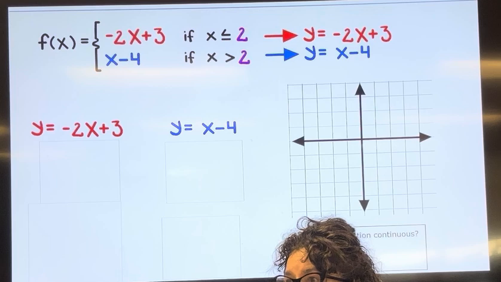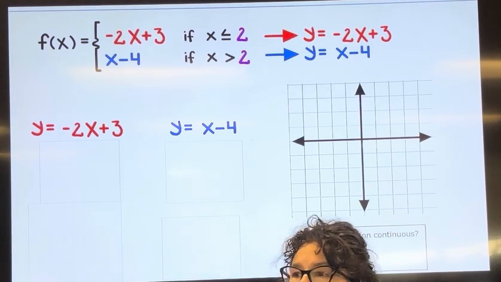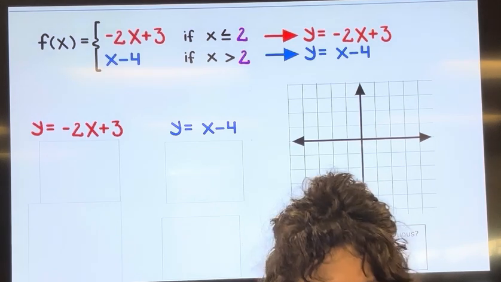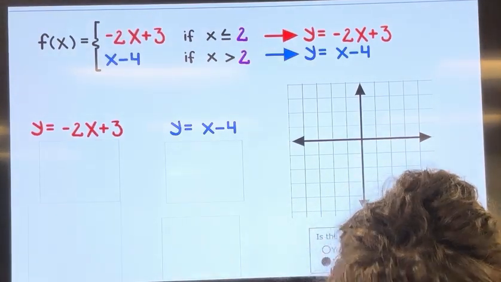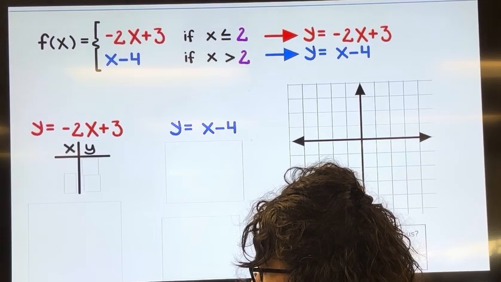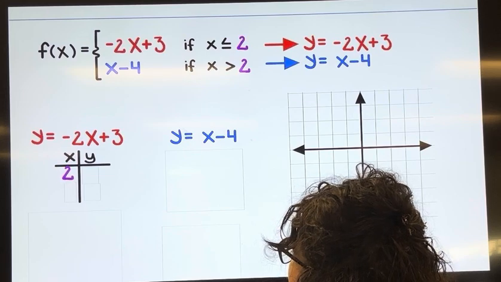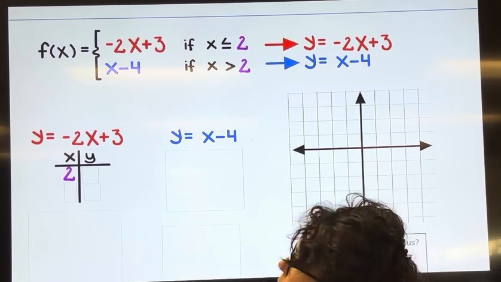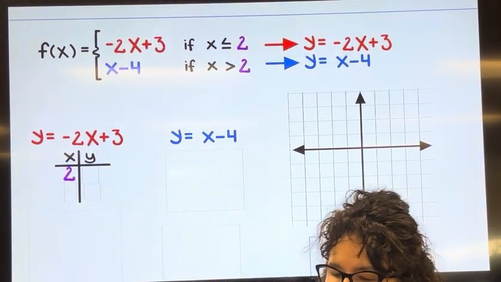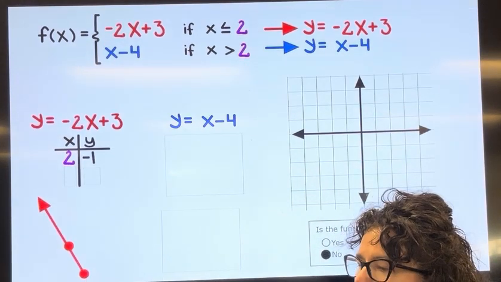To graph a ray, you need to know the point where the ray starts and then another point to run the ray through. So every single time you do these ones and you make your T-chart to graph your line, a quick way to do this is whatever number is up here, I'm going to put that in for x. And this is where my ray is going to start. So negative 2 times 2 plus 3 is negative 1. I'm just grabbing some symbols here to help me graph it.